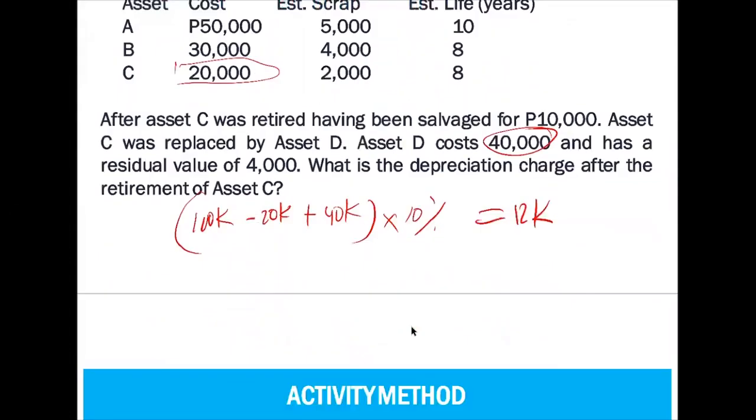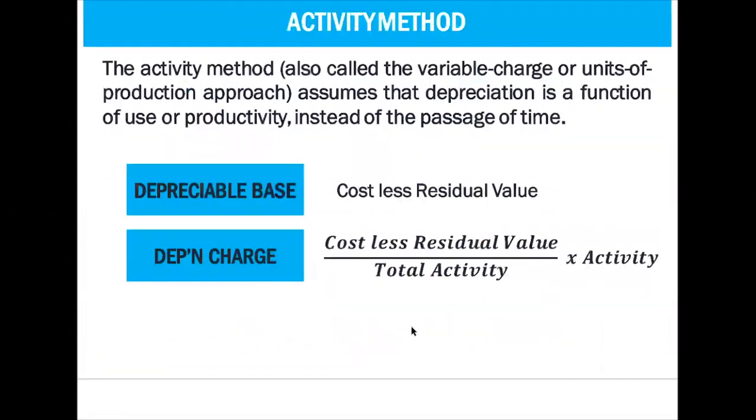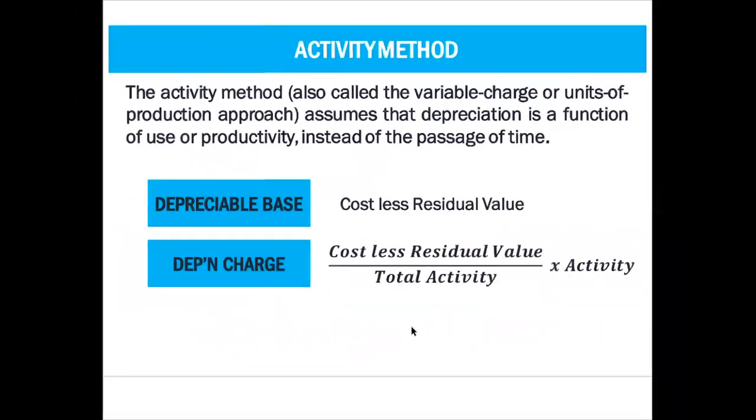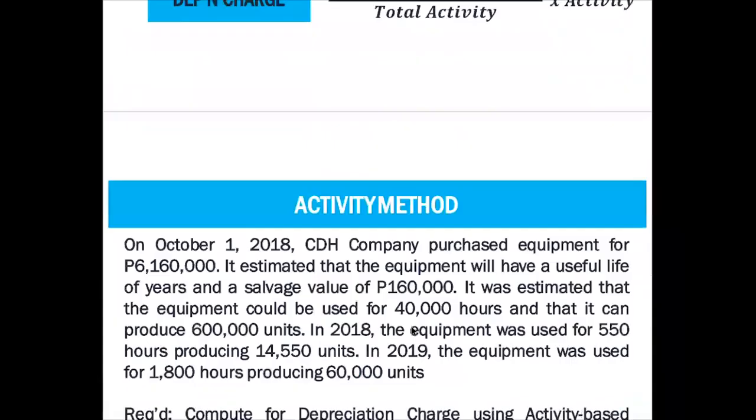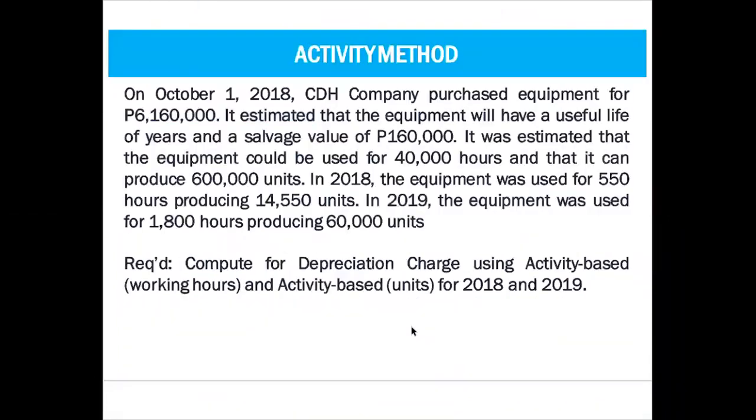We go now to your activity method. So for your activity method, madali lang to. Kailangan mo lang kunin yung ating depreciable base, which is cost less residual value, you get your activity rate, and you multiply it to your activity. So we have here working hours and activity based on units.